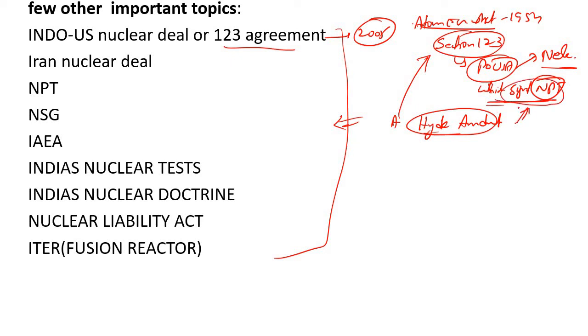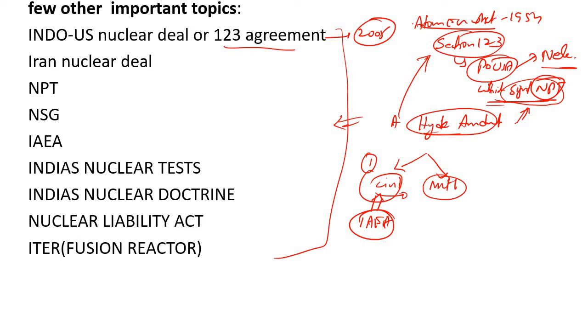For India they gave an exemption from signing NPT. They told us they would supply nuclear reactors and nuclear technology to India, but they kept one condition: we need to separate our nuclear reactors into civil purpose and military purpose reactors, and the civil reactors should be open to IAEA inspection. Civilian nuclear reactors means the reactors which are used for producing energy. Military means it can be used for any purpose.